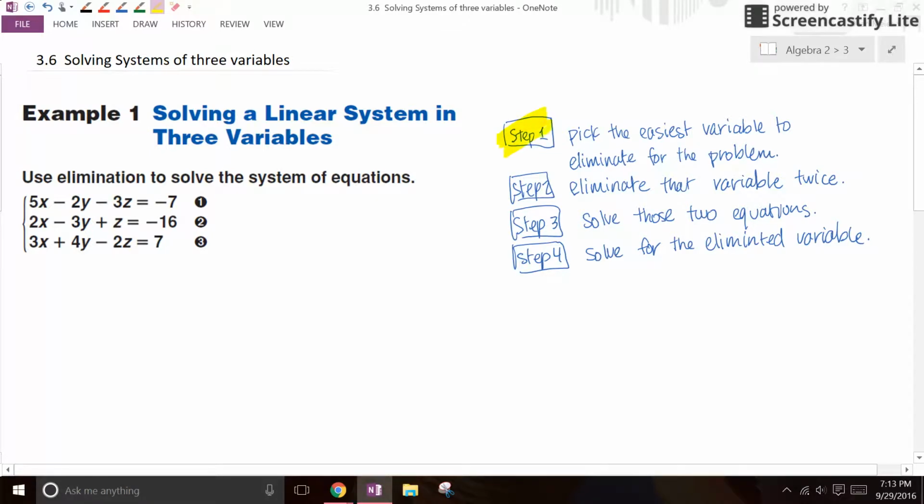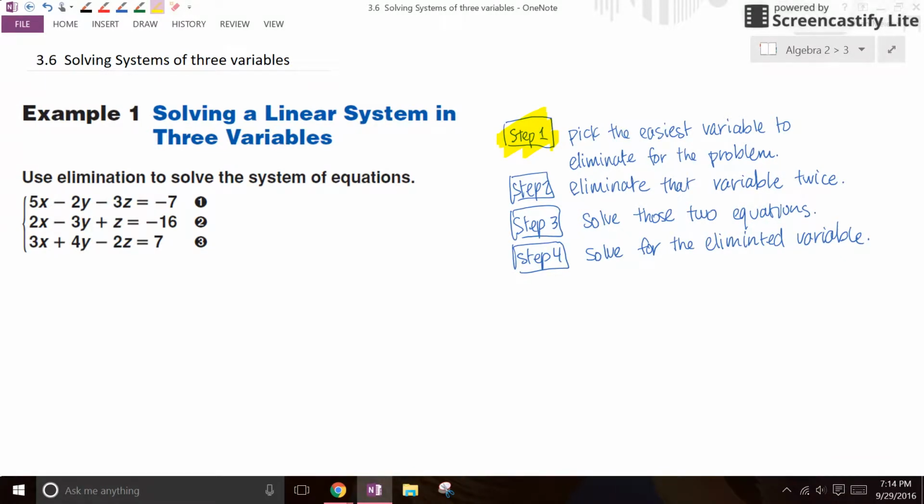Step 1 is I need you to look at all 3 equations and find out what variable you think would be the easiest to eliminate. So you're going to use one of the equations to knock out the other 2 equations, eliminating one variable. Now, as I look over there, the x's all look pretty hard to eliminate. The y's look pretty difficult. I mean, the first and third could work, but I need to do it twice.